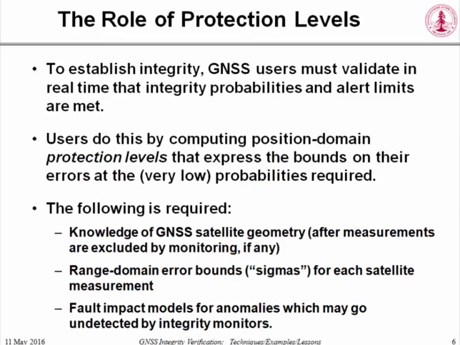The way this works is the user knows his GNSS satellite geometry, and he needs to apply a range error bound in the range domain to each satellite. And in addition, he has a series of models which represent failures. So combining a range domain error model, his position geometry, so he converts from range to position domain, and a series of fault models, he can determine in real time what his confidence interval or protection level is. And he actually checks that in real time. He updates that every second or every few seconds.